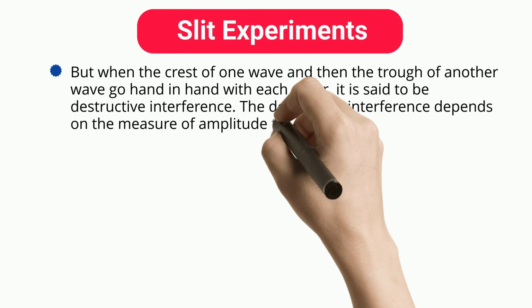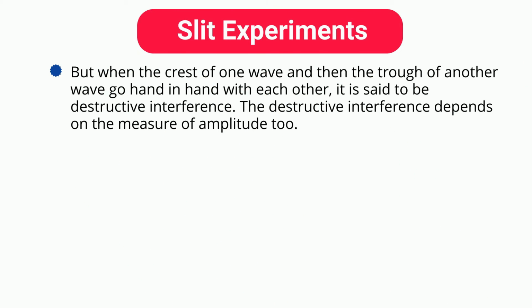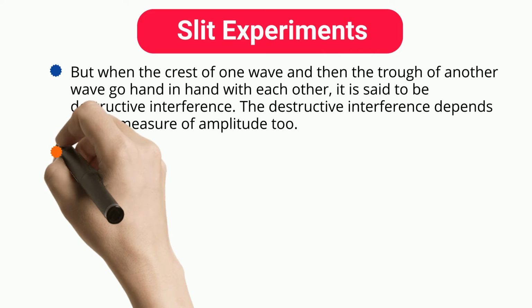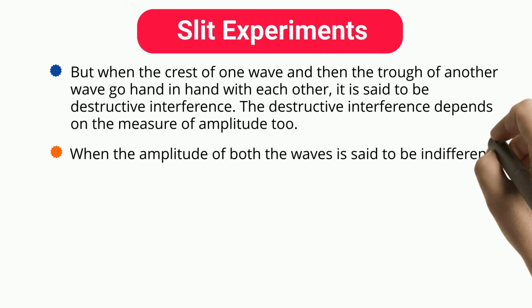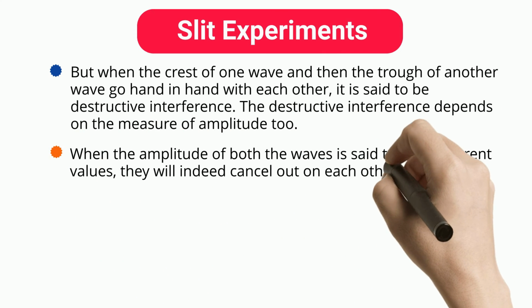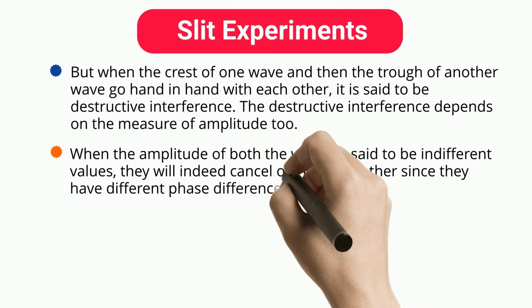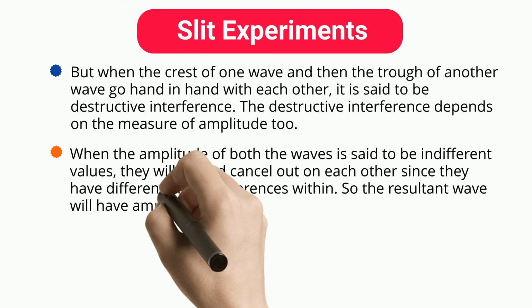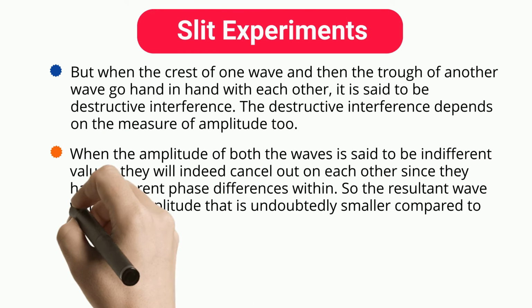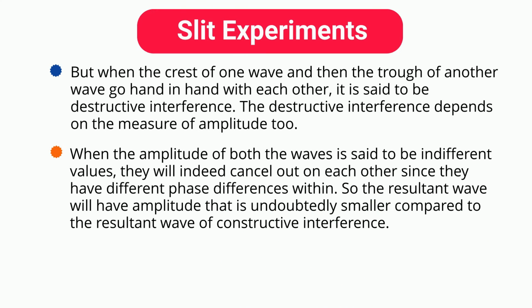The destructive interference depends on the measure of amplitude too. When the amplitudes of both the waves are of different values, they will indeed cancel out each other since they have different phase differences within. So the resultant wave will have an amplitude that is undoubtedly smaller compared to the resultant wave of constructive interference.